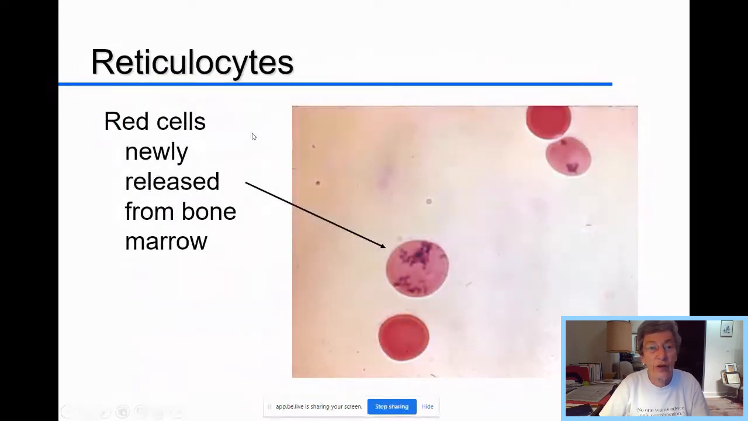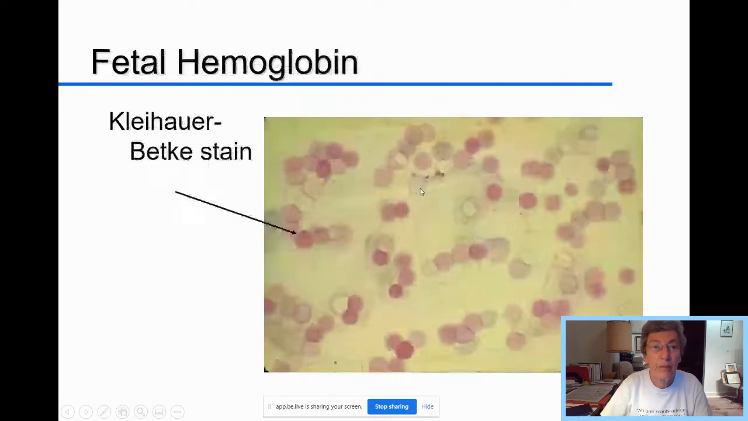So red cells that are newly released from the marrow contain material that can be stained for DNA, which is nuclear pieces, and that is what makes protein. The reddish throughout the cell is the protein hemoglobin.